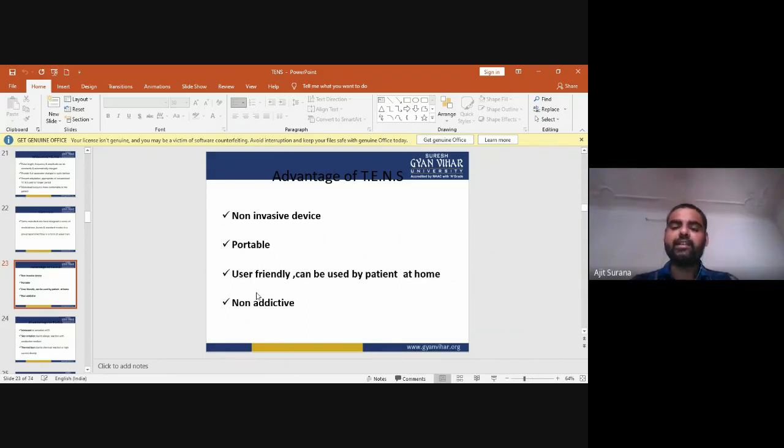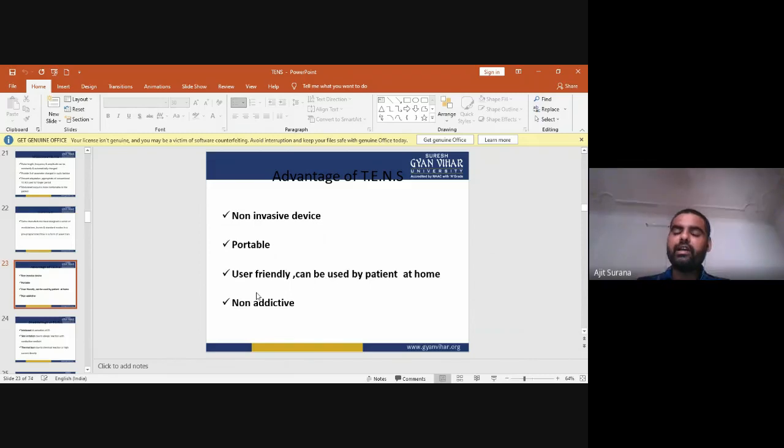Now the advantages of the TENS. They are a non-invasive technique, meaning no need to inject anything inside the body. They are applied directly over the skin.